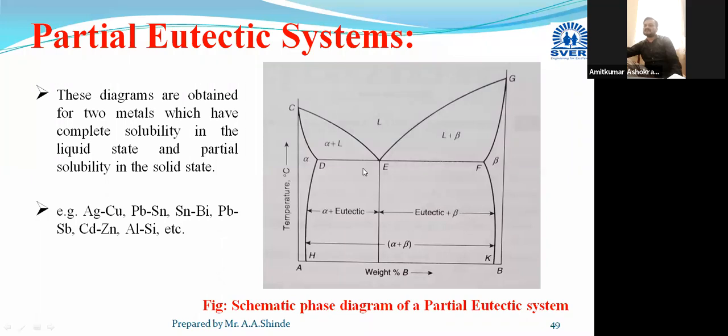And this is the diagram. This is a schematic representation of the phase diagram for partial eutectic system. I will explain this diagram also. This point C is the melting point of element A. Point G is the melting point of element B. Then CEG is the liquidus line, and CDEFG is the solidus line.